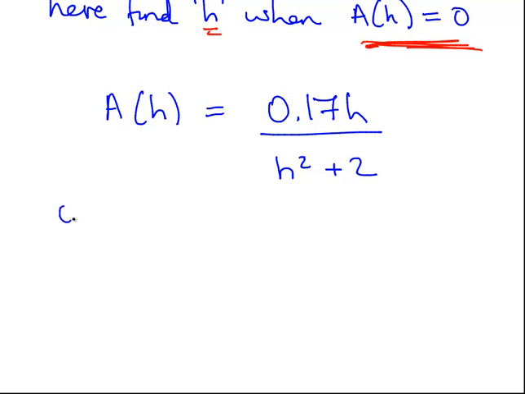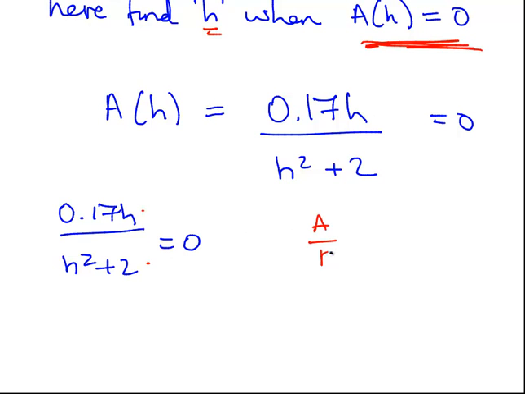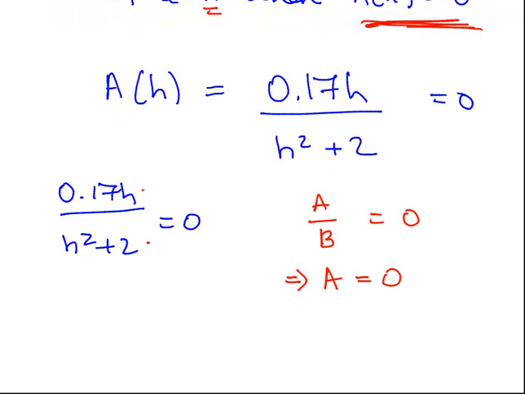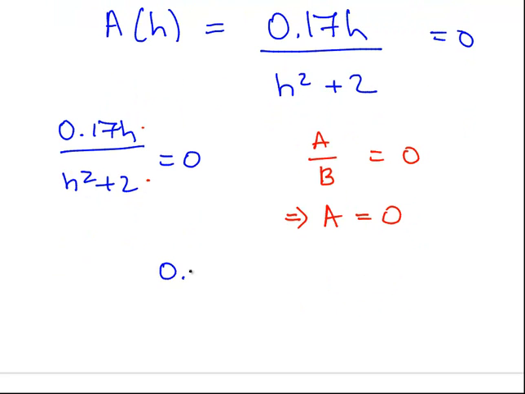So let all of this equal 0: 0.17H over H squared plus 2 is equal to 0. How do you solve this? Well, what you have here is a numerator and a denominator, a over b equals 0. To avoid a divide by 0 problem, we conclude that the numerator a is equal to 0. So 0.17H is equal to 0, necessarily H is equal to 0. That corroborates it. That's the numerator, by the way, this part here.